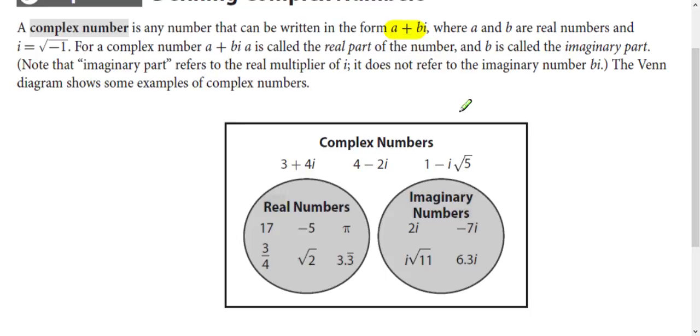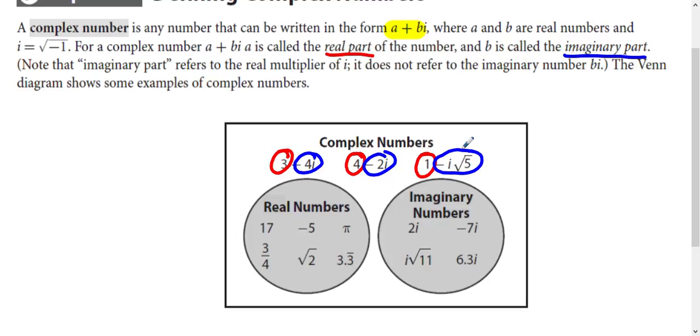So there's the real part and the imaginary part. It's not a huge deal, because it's not difficult. The imaginary part is the number with the i, and the real part is the number by itself. So the real part is the number by itself: 3, 4, 1. That's the real part. The imaginary part is the part with the i: 4i, negative 2i, negative i square root of 5. That's the imaginary part.